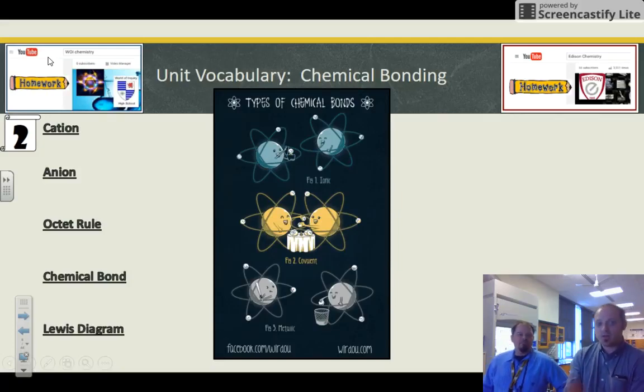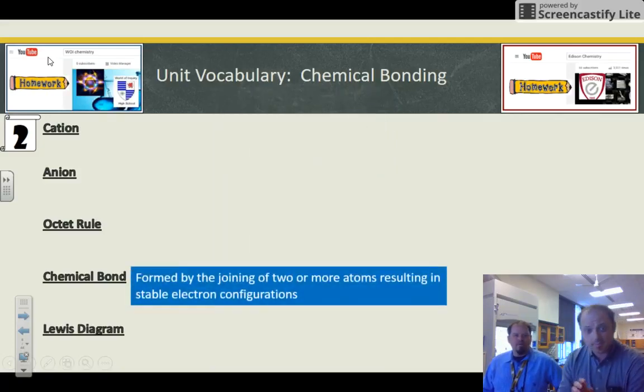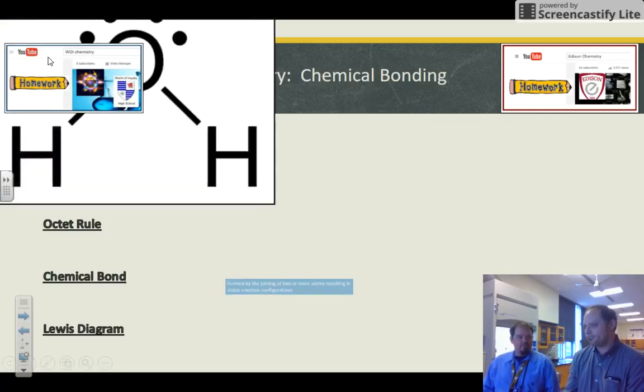The chemical bond. There are 3 types of chemical bonds. They're formed by joining 2 or more atoms together, resulting in stable electron configurations. All atoms that are involved in the chemical bond will achieve stability through the bonding, whether it's ionic, covalent, or metallic. That is why they do it. And stable is low energy. Energy is released to reach a lower energy.